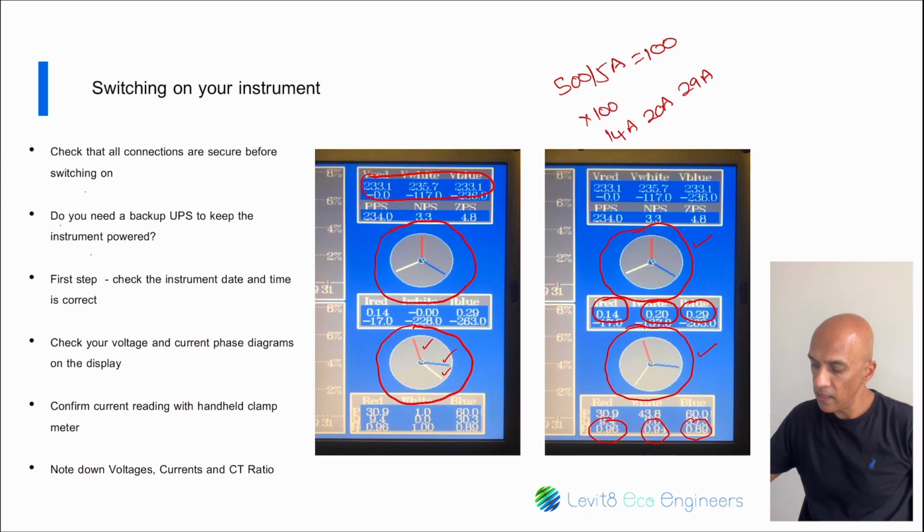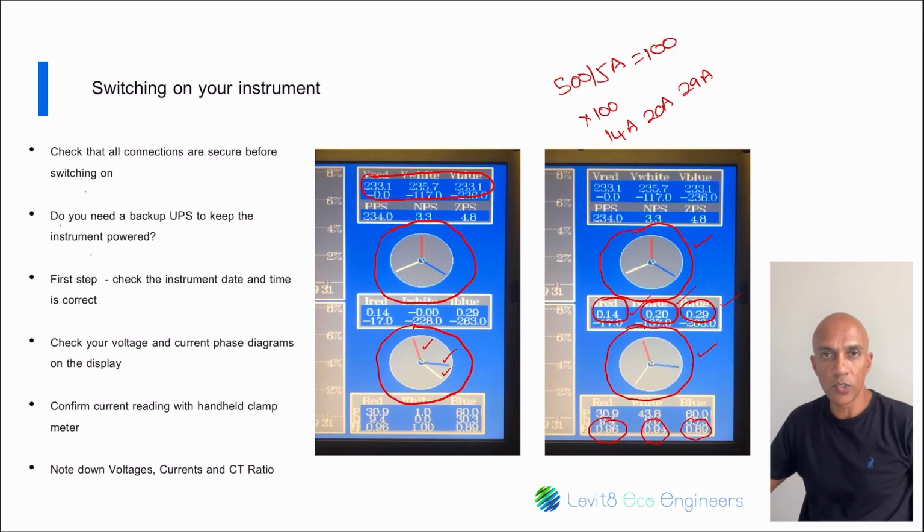Another check that I also do is to take a handheld clamp meter, as I've mentioned before, and just check these currents as well. So at the same point that you are measuring with your transducer or your instrument CT, just check these currents as well and make sure that they're correct.